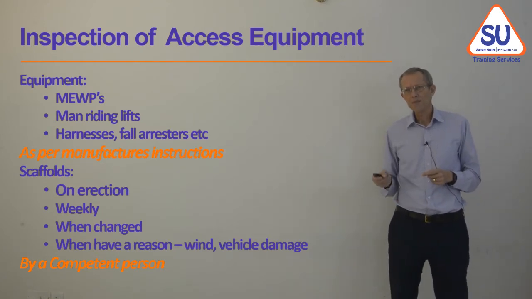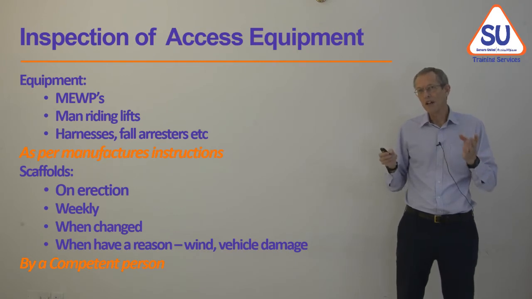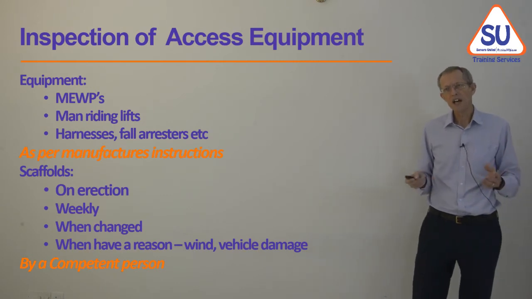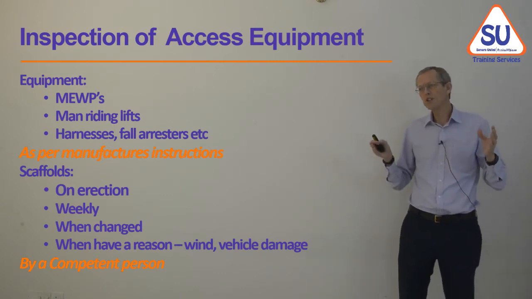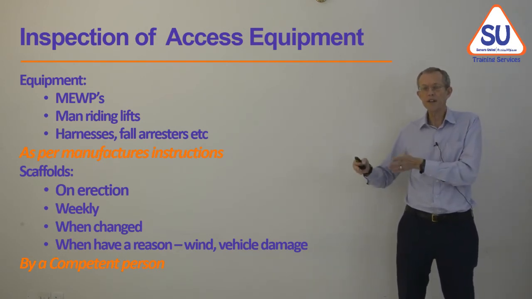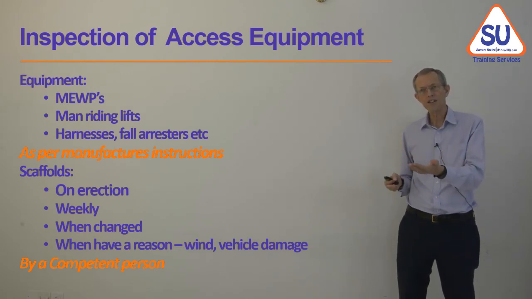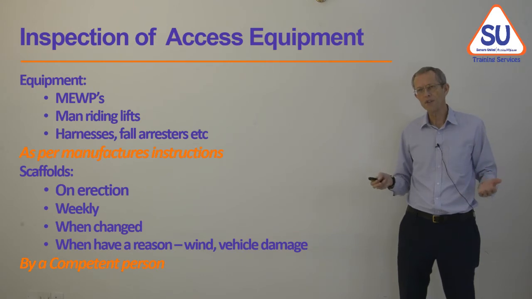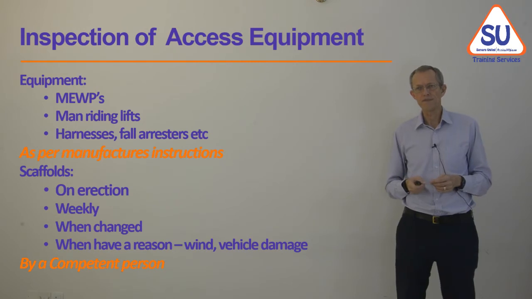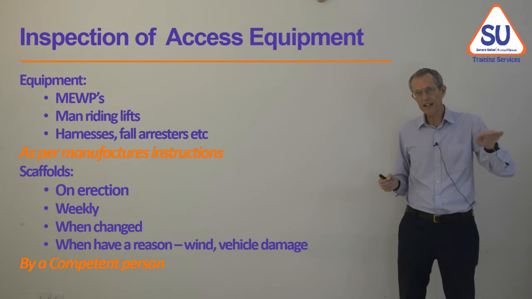Okay, inspection equipment. We have the access equipment like MEWPs, mobile elevated working platforms, man riding lifts, harnesses, fall arrests. These all need to be checked and maintained and stored and used as per the manufacturer's instructions. So just like for your car you have a car user's guide, there will be a guide for every piece of equipment and how to use it and store it and maintain it. So follow those instructions.